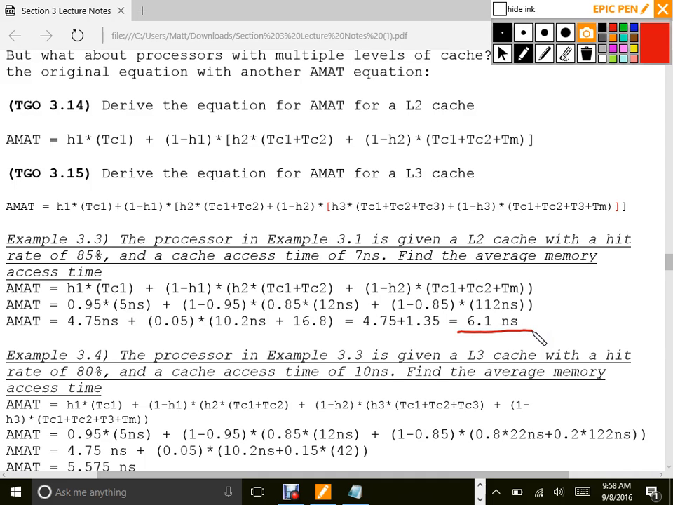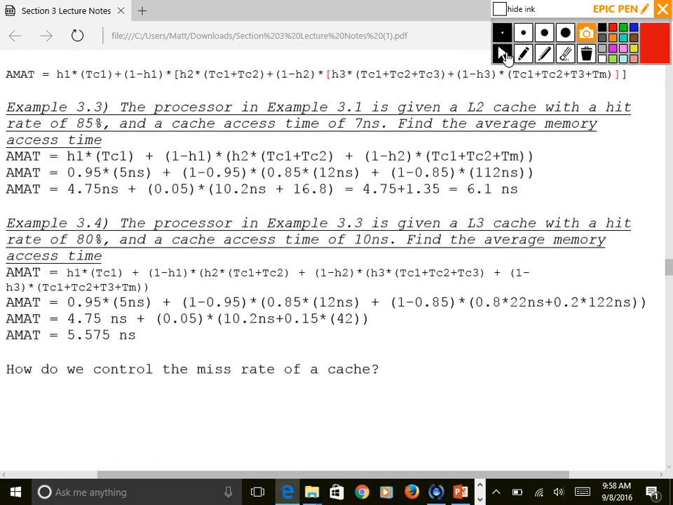In 3.4, the processor in example 3 is given a level 3 cache of 80% and a cache access time of 10 nanoseconds. Find the average memory access time. So the question on the exam would give you the level 1 cache hit rate, level 1 access time, level 2 hit rate, level 2 access time, level 3 hit rate, level 3 access time, and the memory access time. That's what you'd be provided on an exam question.